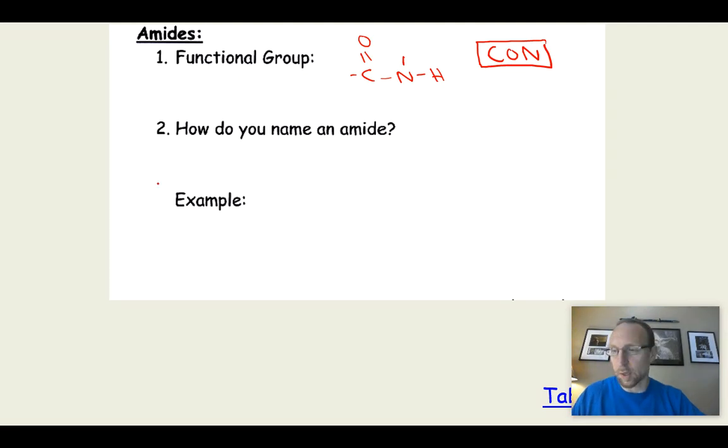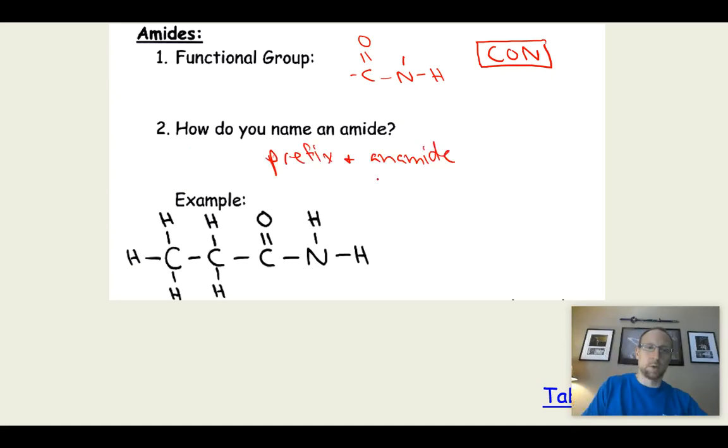So these are just like the amines. It's prefix plus amide. So like, hey, look, there's an amide. So here's our example. So notice our functional group here. So this would be called prop for 3 carbons. And then it ends in amide. Okay? And we don't need a number here because these are always on the end too. But again, use your reference tables. If the example has a number, you need a number. If it doesn't, you don't.